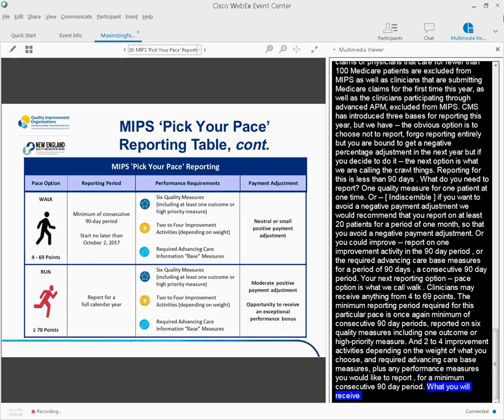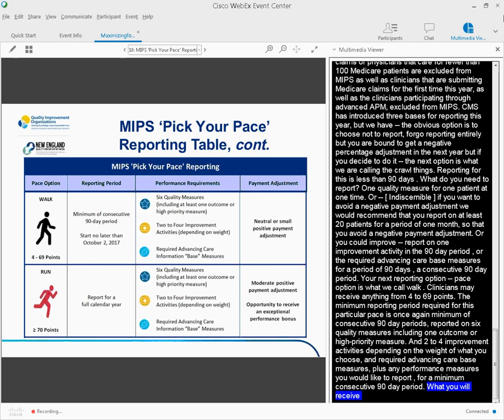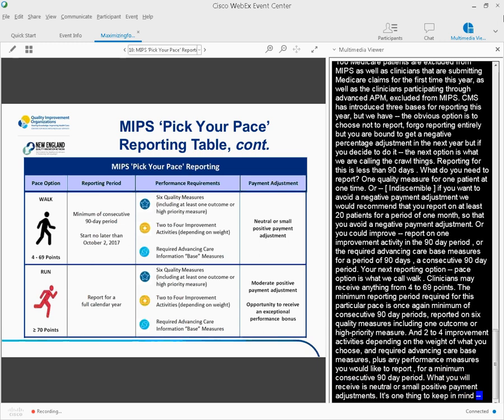An important thing to keep in mind if you're choosing this phase is you cannot start later than October 2nd, 2017, because that will be your last consecutive 90-day period.